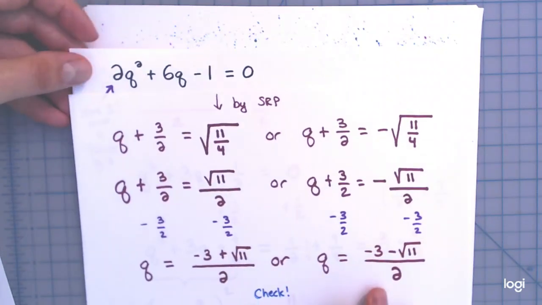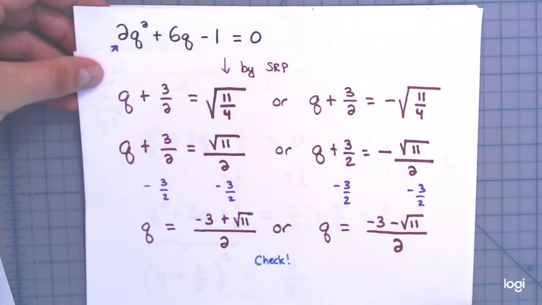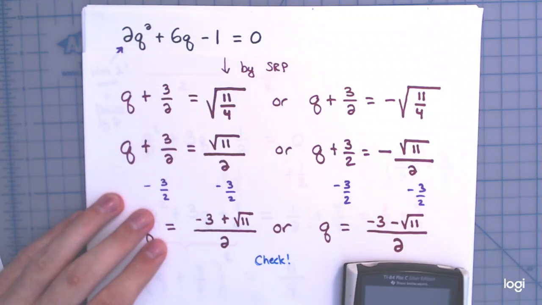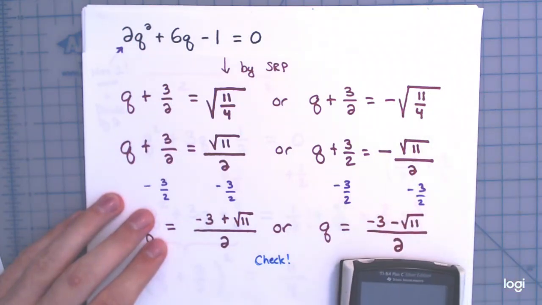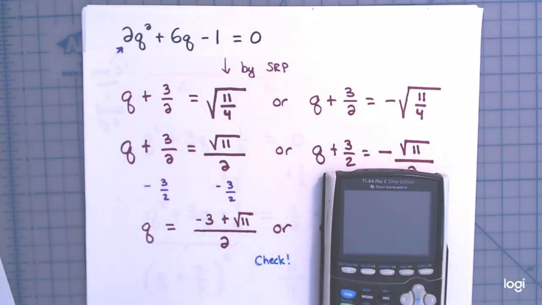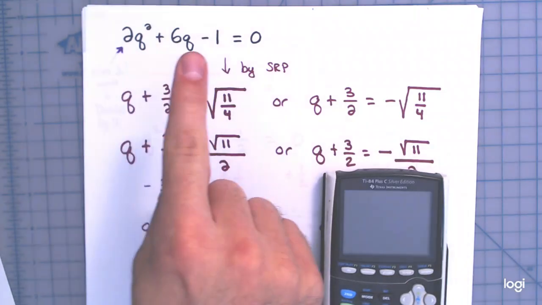Here's the original equation. I'm going to use a very cool feature on my calculator. I know a lot of calculators have something like this, where I can save a value and keep reusing it as a letter, over and over again. So I want to check this number. Is negative 3 plus the square root of 11, all divided by 2, a good solution to my original equation?